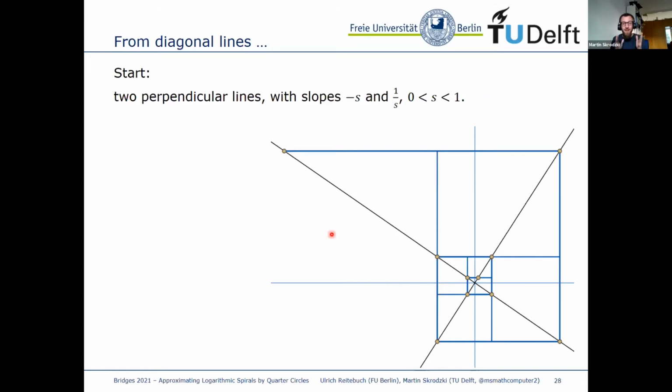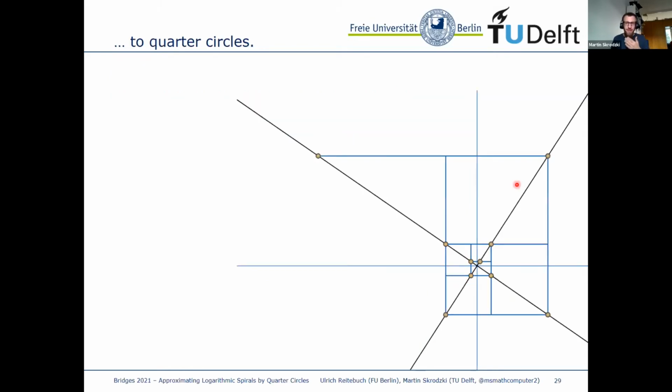Cool. But one problem that we have here is in the case of the golden rectangles, we split into one square and one rectangle. And then the square, it was super obvious how to draw a quarter circle. This is not a square. So how would we draw the quarter circles? Well, let's explore that a bit.